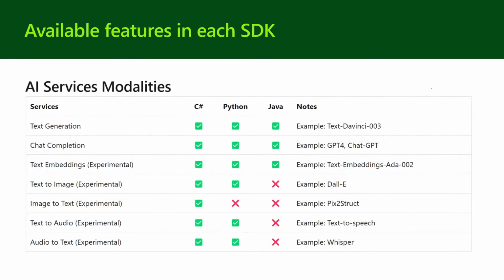What else? AI service modalities. As you can see, text generation, chat completion, text embedding. This is experimental right now. Text to image. It automatically uses DALL-E in the background, so you can integrate it into your projects. Image to text, supported by C#, so you can ask a user to upload an image to your line of business application, and you can send it to the image to text endpoint. It will check this image and generate text for you.